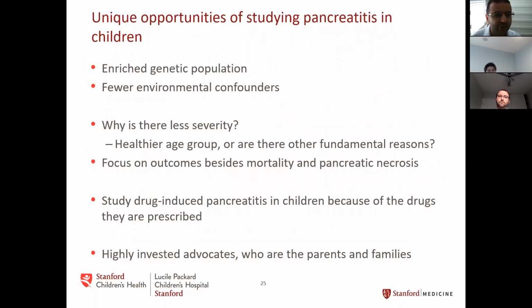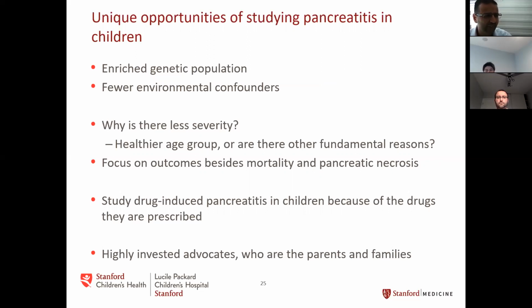I think there are unique opportunities. As I mentioned, an enriched genetic population in children, fewer environmental confounders. Questions about why there's less severity: are we just dealing with a healthier age group? Are there other fundamental reasons? Is there plasticity of the pancreas compared to adults? And there's some data to suggest that from autopsies where you stain for proliferation markers. There are fewer in adult patients compared to children. And so is it a plasticity issue? Studying drug-induced pancreatitis in children, because of the drugs that they're prescribed, would be particularly interesting.